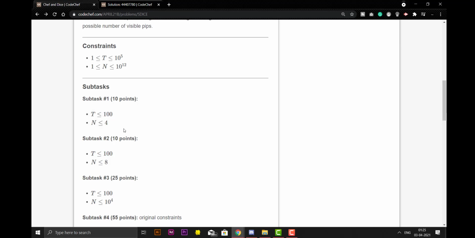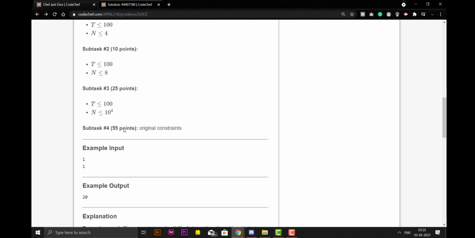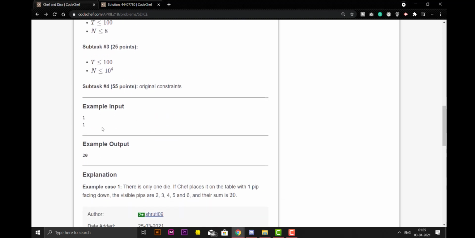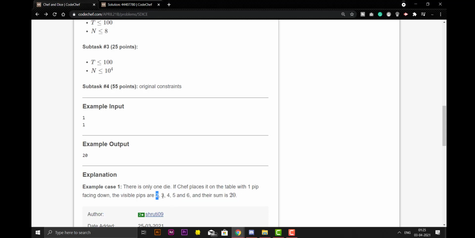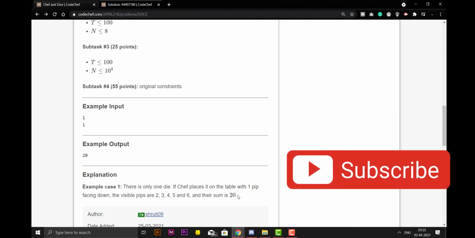So let's see the example input. We have one test case here. So N is here 1. If we keep the 1 facing die down, the rest of the visible pips would be 2, 3, 4, 5, 6. Adding those will come to 20. So here comes the hint.